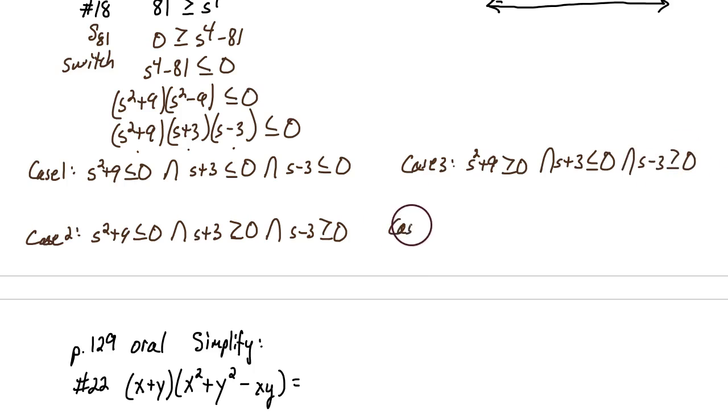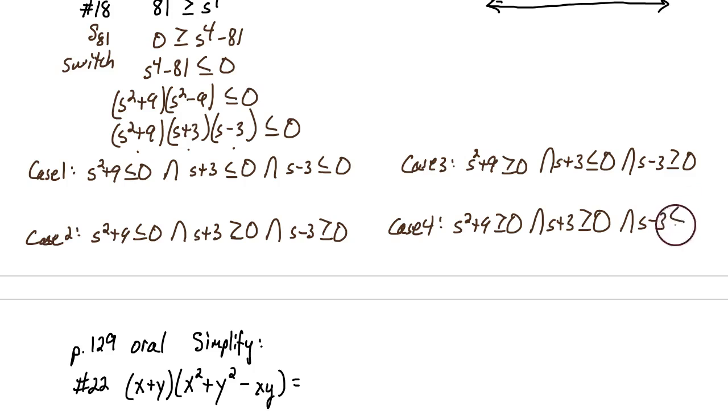Or case number 4. Maybe it is the last one that's negative. So the s squared plus 9 is positive, and the s plus 3 is positive, and that last one is the one that's negative. Positive times a negative would make an answer that's less than or equal to 0. Let's go to case 1 and solve these pieces.